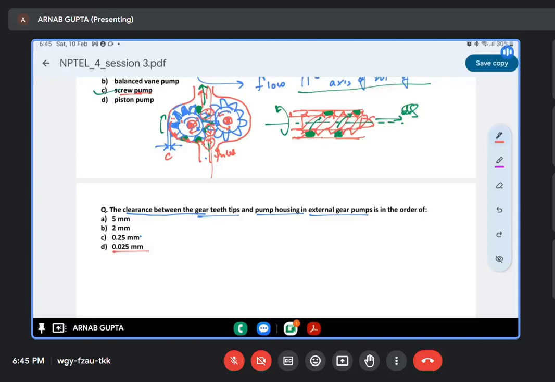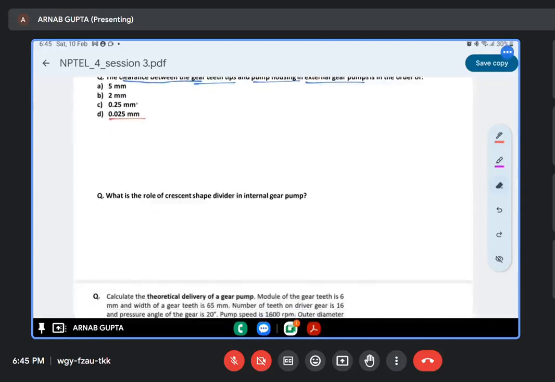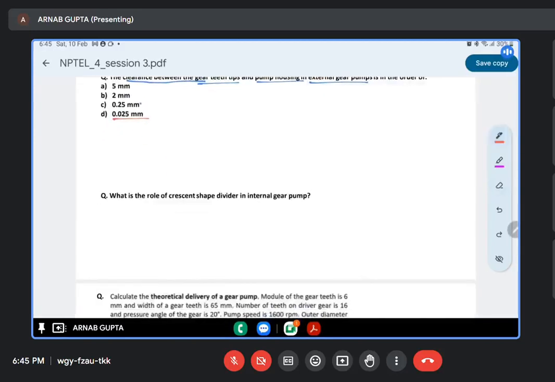Okay, coming to the next question. So this was your correct option, basically. What is the role of a crescent shaped divider in internal gear pumps? What I discussed now was an external gear pump because there are two mating gears that are externally mating with each other. In case of internal gear pumps, we have two gears which are internally mating with each other.